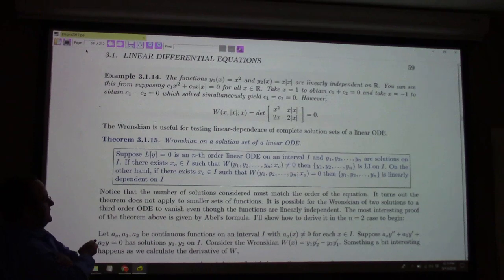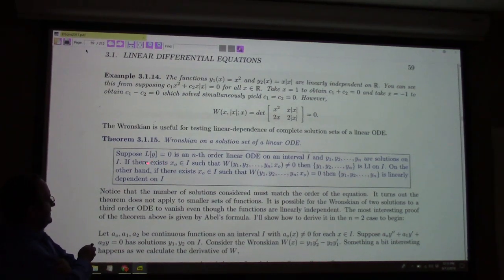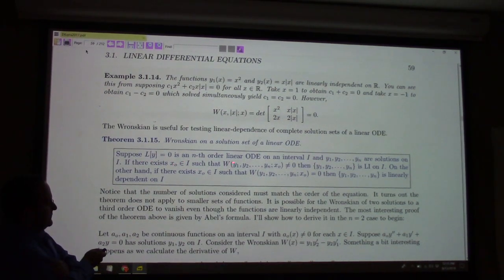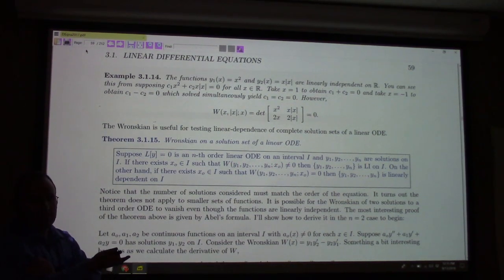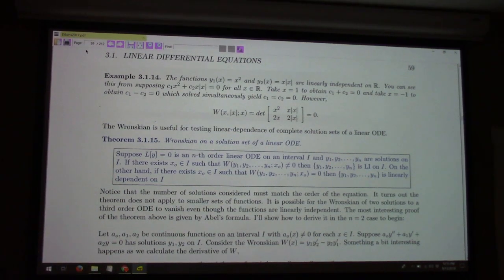And here it is. If we have L of y equals 0, the homogeneous problem, an nth order linear ODE on the interval I, and we have solutions y1 through yn. If there exists a point x naught such that the Wronskian is non-zero at that point, then it's linearly independent. That's not subtle. That we already have proved if you go through what I did. But there's more. On the other hand, if there exists even one point such that the Wronskian is 0, then the solution set is linearly dependent on the interval. Now that's surprising. Let me show you why that's true.